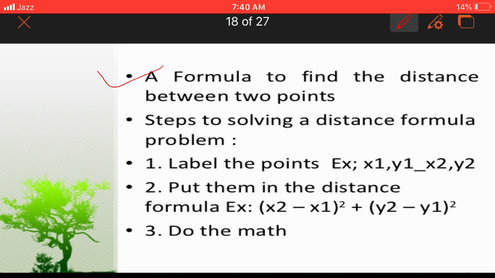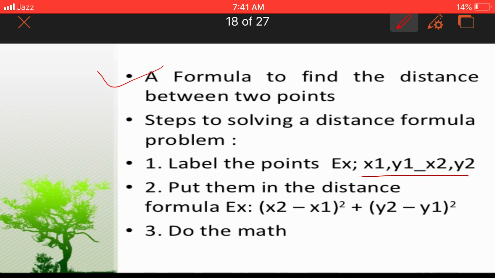The steps to solve a distance formula problem are basically what we will do to find the distance between two points. First we will collect the data and label the points x1, y1, x2, y2. As I told you, x1 is the x coordinate of the first point, and y1 is the y coordinate of the first point, and for the next point we will use x2 and y2 subscripts. So just collect the data as x1, y1 and x2, y2 values.